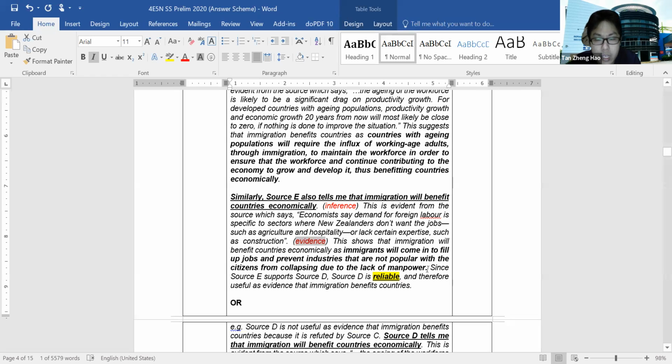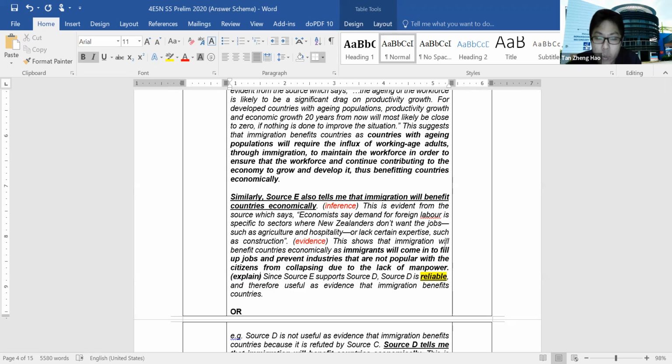I give the evidence. Every time I give the evidence, I must explain. So in this case, I must explain why it shows immigration will benefit the country, because we are looking at a source that supports, right? And last but not least, we want to have the link as well. Since source E supports, source D is reliable and therefore useful. My link is very important. So you must put this link somewhere in your answer. Okay, so that's all for cross-referencing for usefulness.